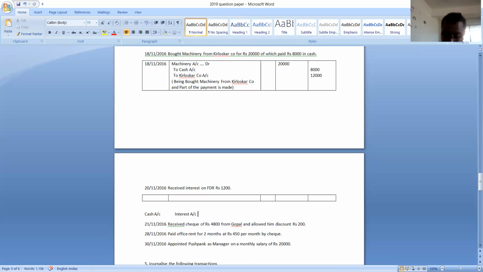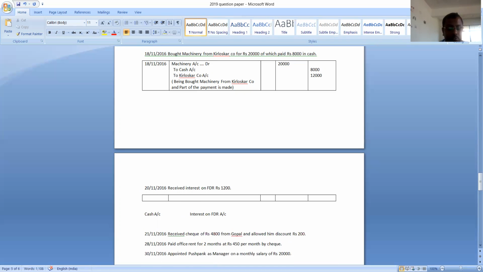See here, in a transaction, the cause is more important than the person. You may say, received interest on FDR rupees 1200, and think the two accounts are cash account and bank account. No, saying bank account is wrong. The correct account is interest account, or you can write interest on FDR account, no issue. So the two accounts are cash account and interest on FDR account. We'll make it clear: interest on FDR account.